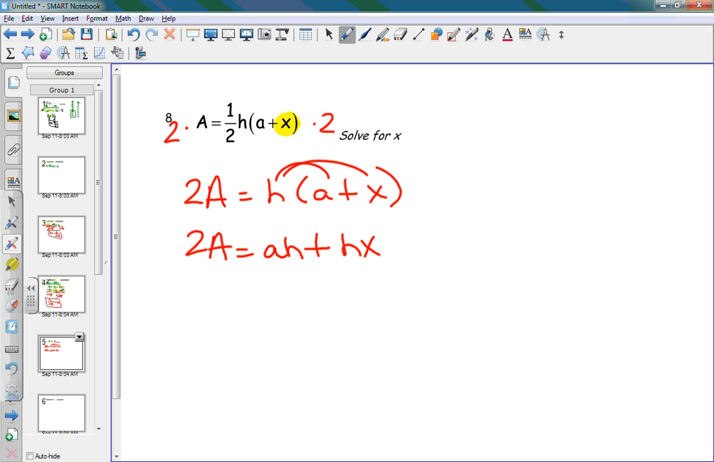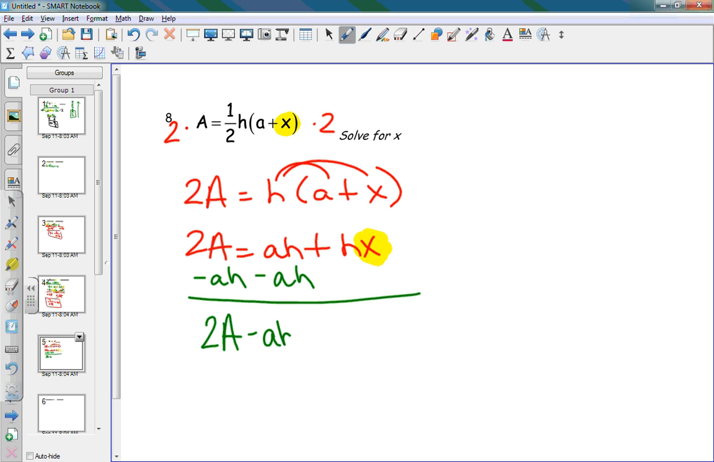What am I solving for? X. So if I'm solving for x, here's my x. What is attached to my x by addition or subtraction? The AH. So how do I get rid of AH? Subtract it. So if I subtract AH from both sides, I have 2 big A minus AH is equal to HX.